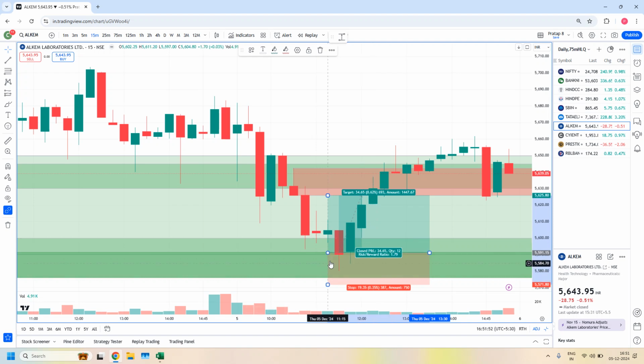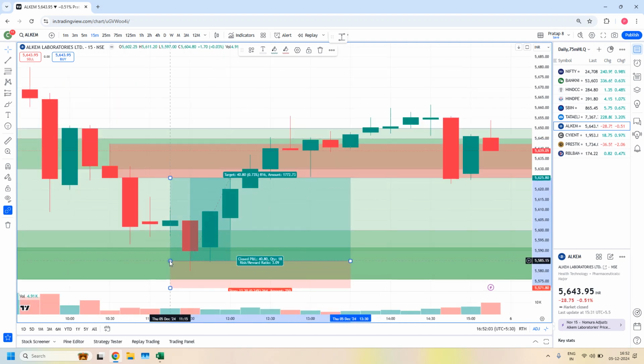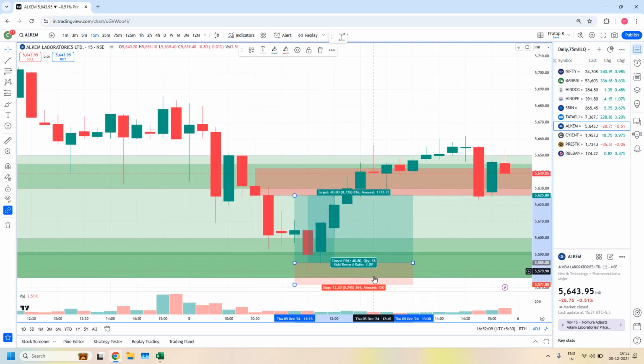For that what I did, I reduced the risk. That means my entry is deep inside. So this is how I plan. The moment I keep my entry here, see exactly I got 1:3 RR. From here to this 15 minutes target zone, I am getting 1:3 RR.